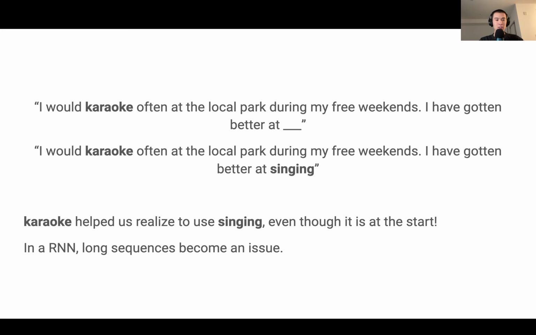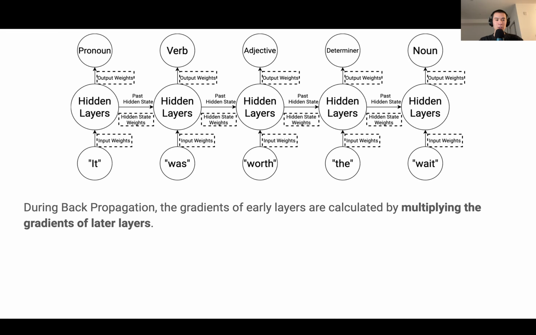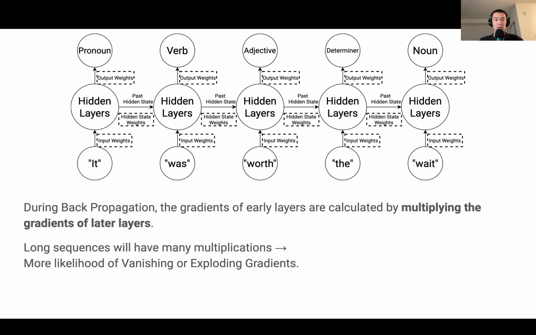In a RNN, long sequences become an issue. Why is that? During backpropagation, the gradients of early layers are calculated by multiplying the gradients of later layers. Long sequences will have many multiplications, so more likelihood of vanishing or exploding gradients. This again essentially means in a RNN, long sequences become an issue.